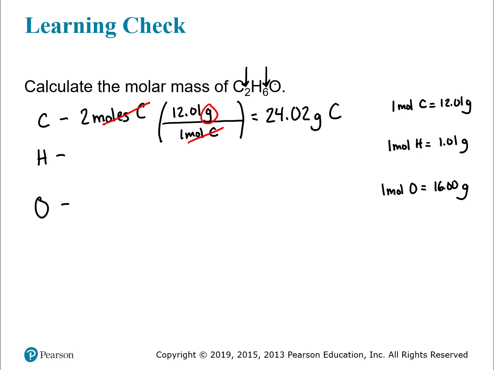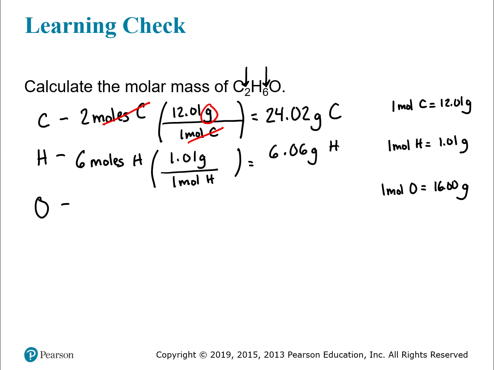Next, we look at the hydrogen. There are 6 moles of hydrogen in 1 mole of this compound. Moles cancel. We get grams. There is no subscript for the oxygen, so we've only got 1.